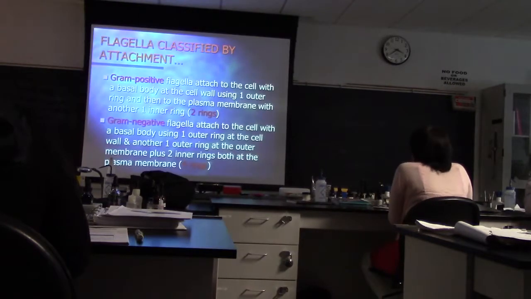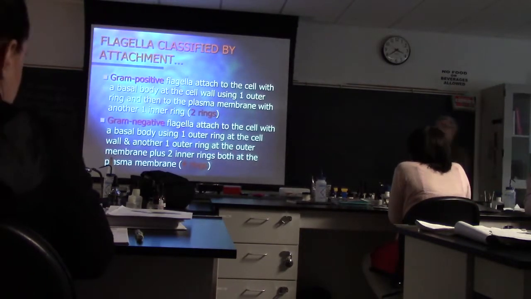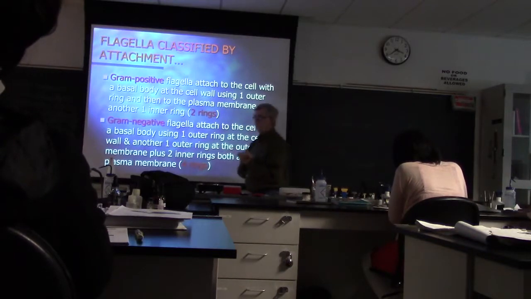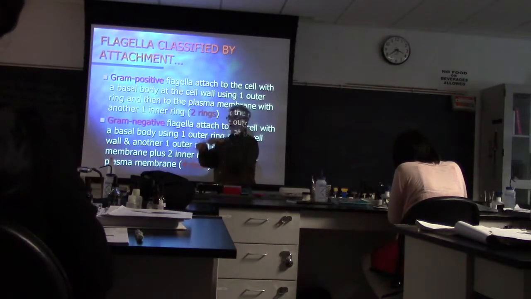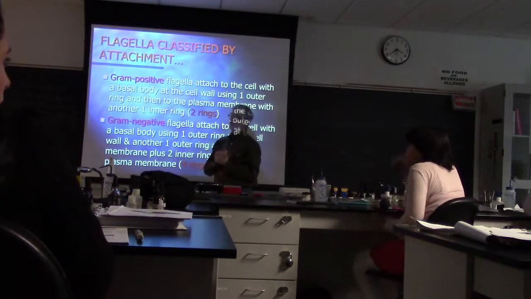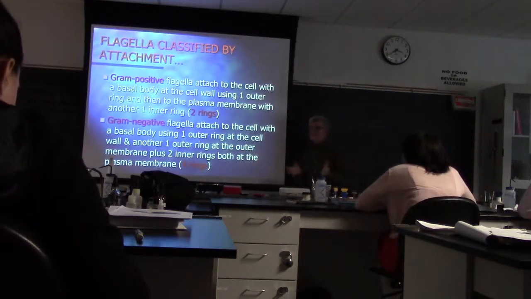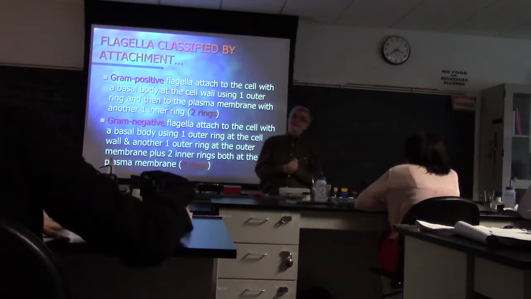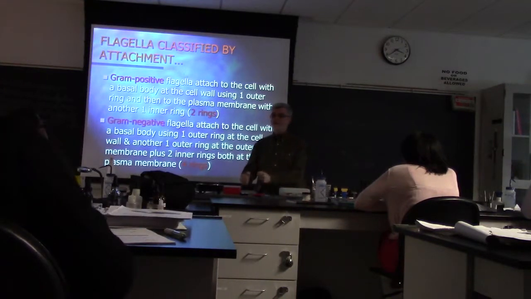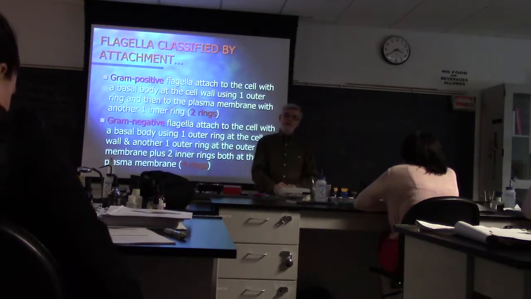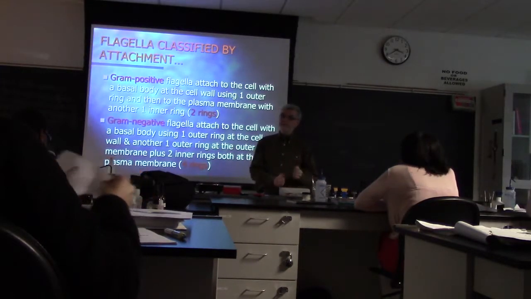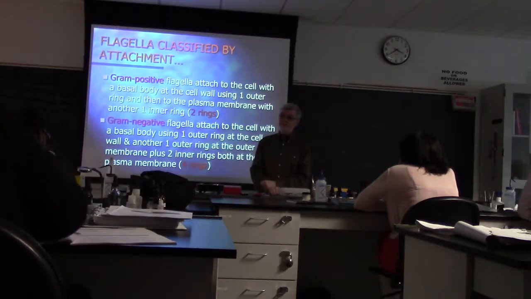All right, so what else is different? When they have two coming out of one end, yeah, they're lopho. All right, so remember we're talking about flagella. And remember there are two major kinds of cells, those that are gram-negative and gram-positive. The gram-negatives have two membranes and a thin peptidoglycan layer, and the gram-positives have one super thick cell wall and a plasma membrane.